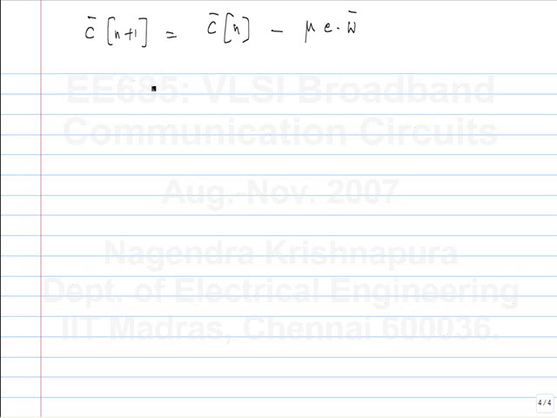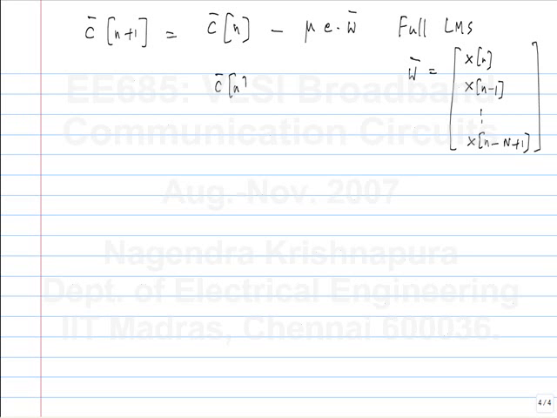Now for full LMS, which means I am not taking the sign of the error or the sign of the gradient, the vector w is x of n, x of n minus 1, x of n minus n plus 1. I can take this, or I can take mu times sign of e times w. Okay, this is the case where I am taking the sign of the error but not the sign of the gradient. Now when I take the sign of the gradient, I will have a similar equation.